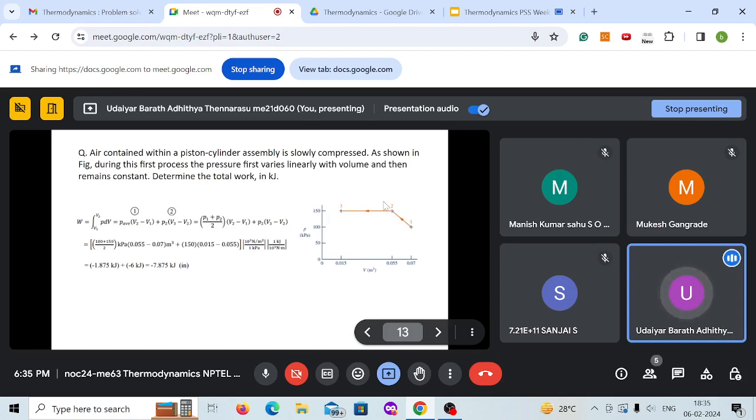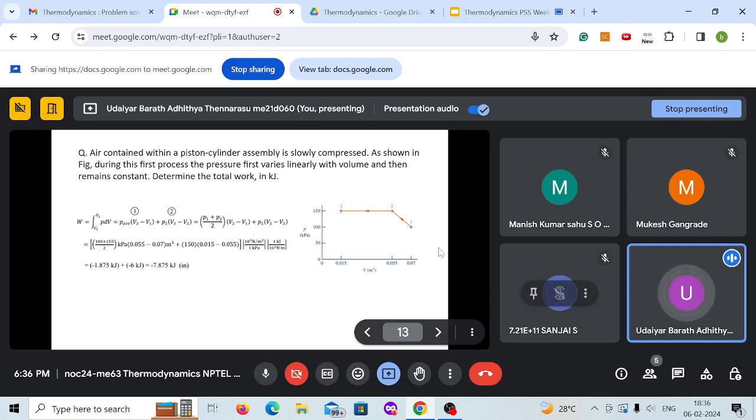And from 2 to 3 is a constant pressure process, so your P will remain the same into the area, so 0 minus P3, so that will be equal to P3 into the change in volume, 0.055 minus 0.015. So that's what the expression here on the left says. So work is P1 plus P2 by 2 into V2 minus V1.